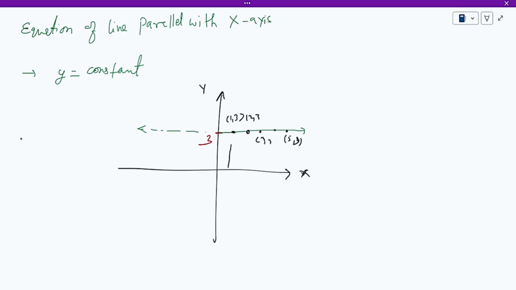And if it is plus 3, it means above x axis; if it is minus 3, it means below x axis. So if I'm asking what is the equation of this, y is equal to minus 2, so that will represent this line passing through minus 2, right? This is representing y is equal to minus 2. Is it clear?